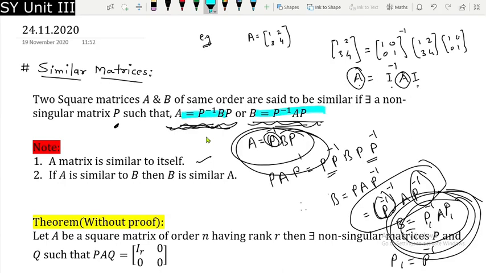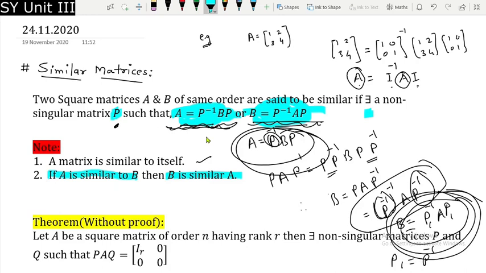Okay, so to sum it up, two matrices A and B are said to be similar if we are able to find a non-singular matrix P such that either this holds or this holds. The other thing is, if A is similar to B, then B is similar to A, isn't it? It is very simple and clear, because if this is holding, then this also holds.